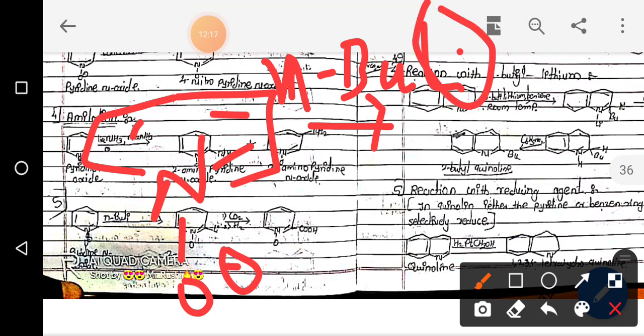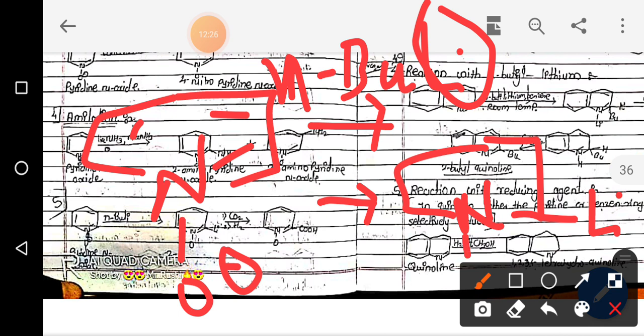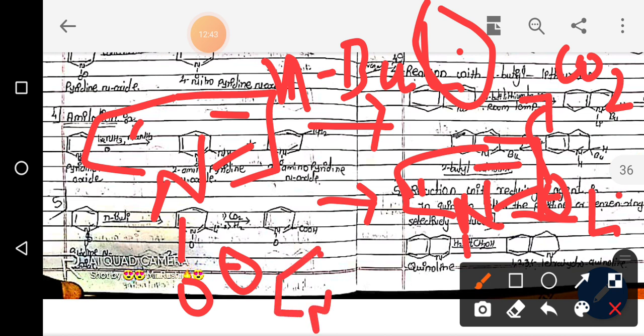N-butyl lithium abstracts the proton, and the attachment of lithium takes place, meaning there is the formation of a negative charge at this position. This negative charge is going to be added to CO2. So CO2 gets converted into COOH, meaning the formation of the compound that is COOH.